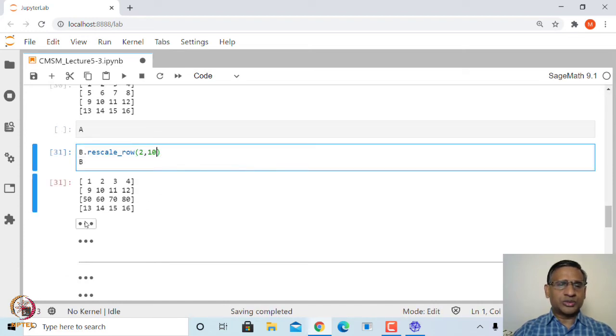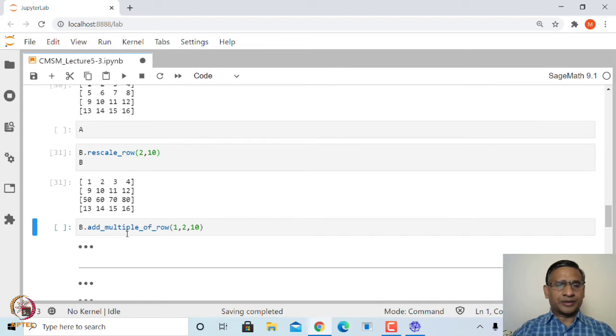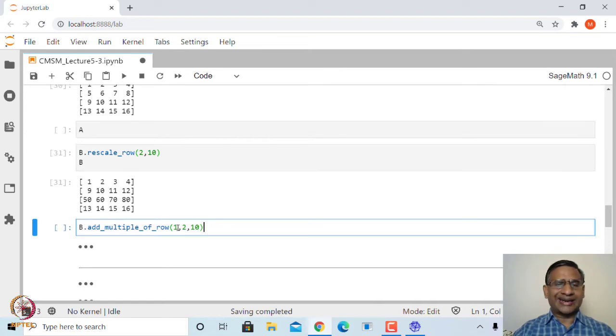Now, suppose you want to, for example, multiply a row by some scalar and add it to another row. For that you can use B dot add multiple of underscore row 1 comma 2 comma 10. What does this mean? Here 2 means the third row will be multiplied by 10 and it will get added to the second row.